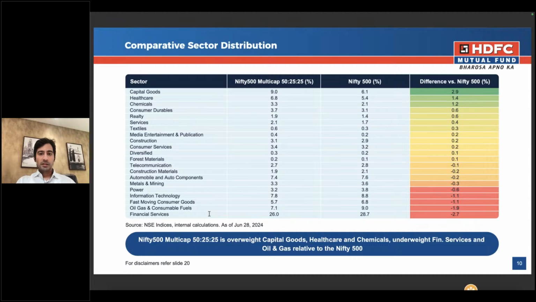Next is the comparative sector distribution. तो इसमें as we said कि small cap में small mid में generally sectors like capital goods, healthcare, chemicals उनका ज़्यादा exposure रहता है, and large caps में financials, oil and gas, IT रहता है. So you're seeing at the sector level इस index में capital goods, healthcare, chemicals का weight Nifty 500 से ज़्यादा है, and vice versa financial services, oil gas, FMCG इन sectors का weight Nifty 500 से कम है, right? Again, this is because of mid small getting higher weight and large cap getting less weight.